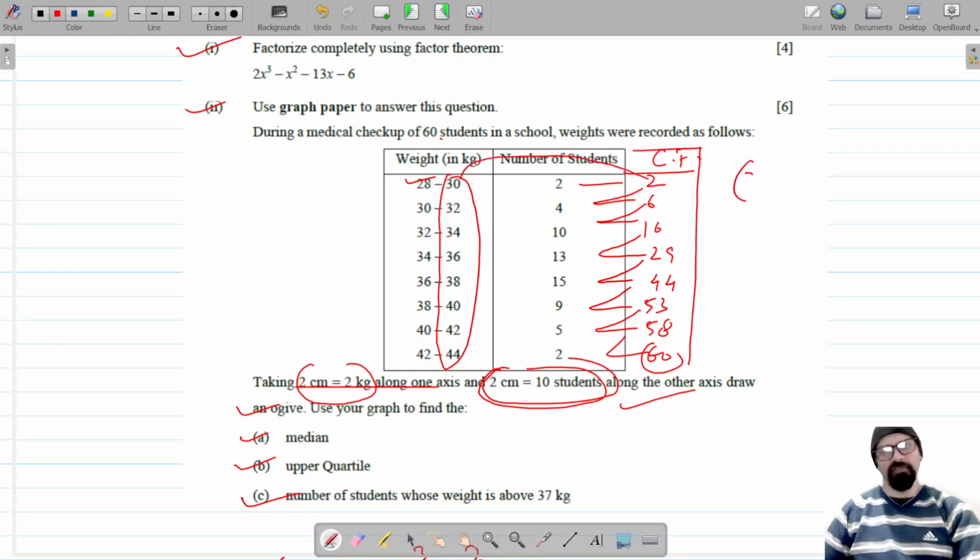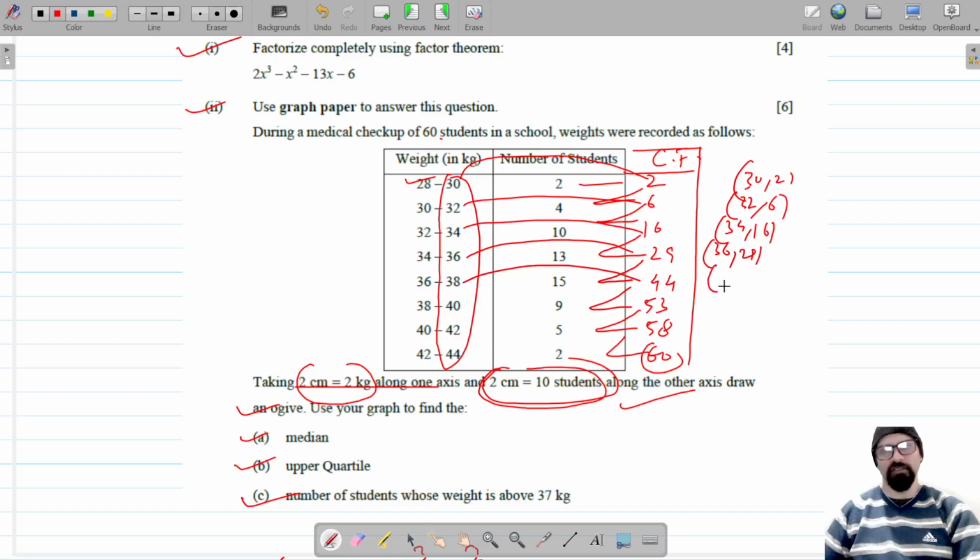Our coordinates will be 30 comma 2, the first coordinate. Second would be 32 comma 6, and then 34 comma 16, then 36 comma 29, and then 38 and 44, and 40 and 53. We will take the upper limits of the class intervals: 40, 53, and then 42, 58, then 44 and 60.